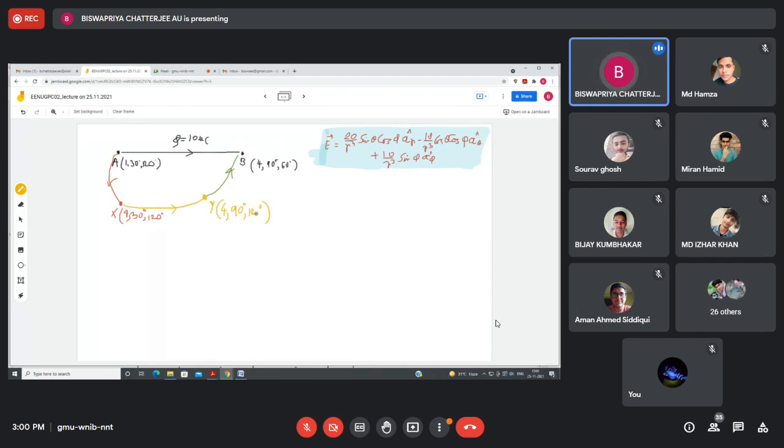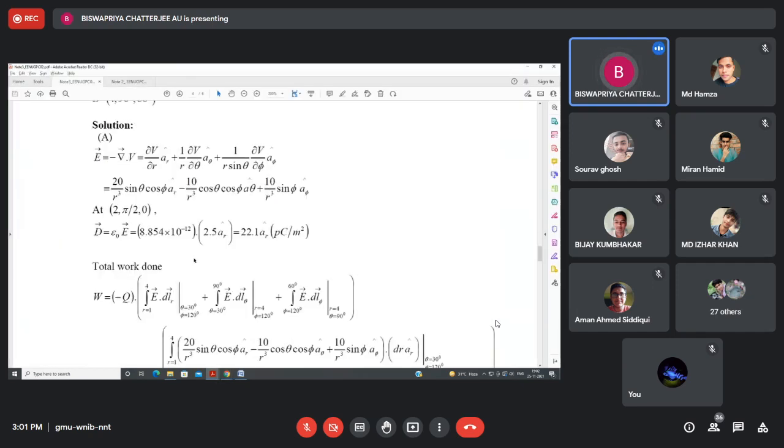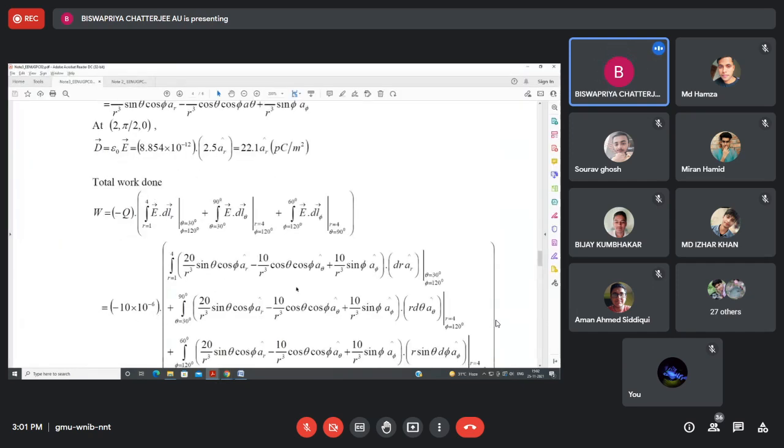Again from y to b we are changing only phi; r and theta remain constant. So from a to x the differential line element will be dlr, from x to y the differential line element will be dl theta, and from y to b the differential line element will be dl phi. Okay, so we arrange this expression like this.